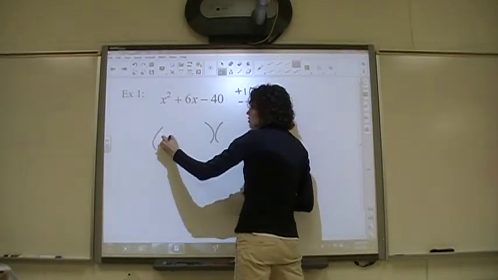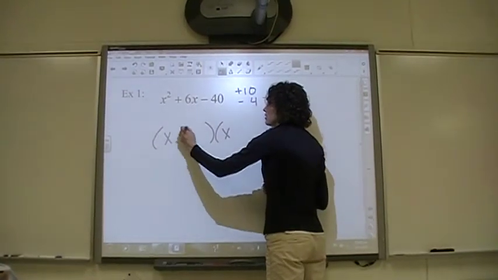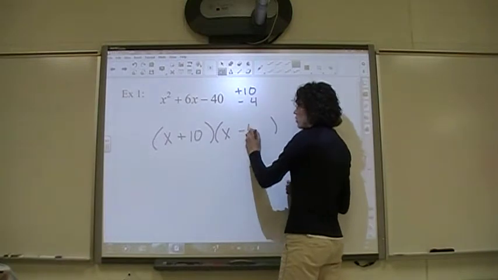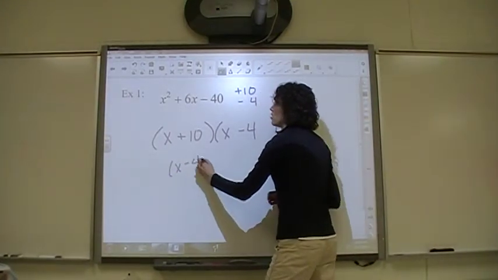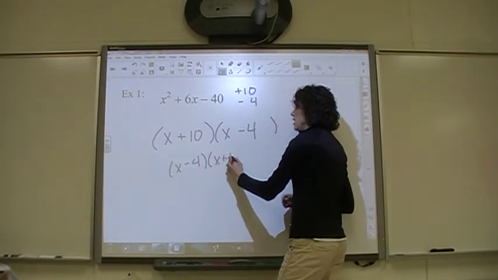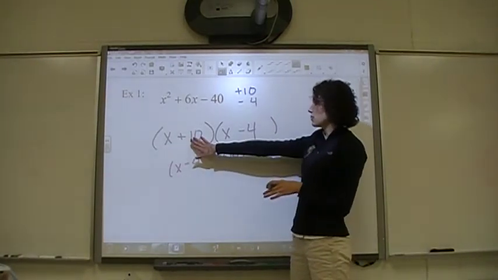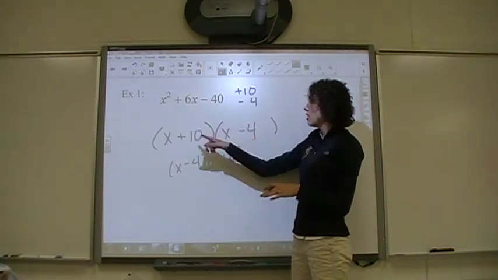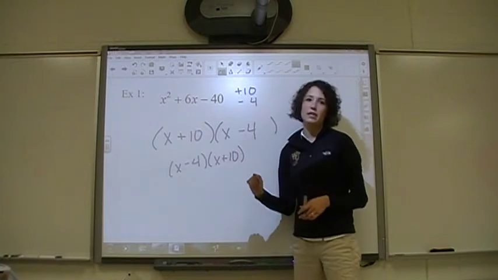Because we have an x here, you're going to put an x and an x. Then it doesn't matter if you put your plus 10 first and your minus 4 second. Okay, you could also have x minus 4 and x plus 10. That's the exact same thing. That doesn't matter. But your 10 has to be positive, your 4 has to be negative, because when you add them, you get positive 6. When you multiply them, you get negative 40.